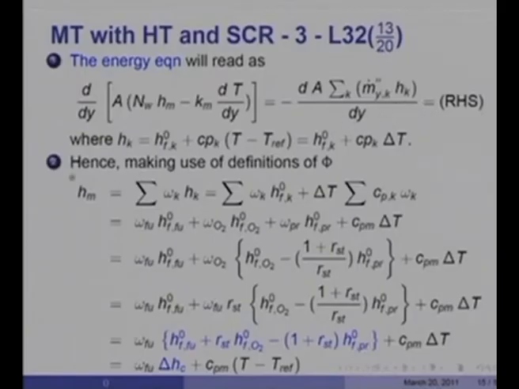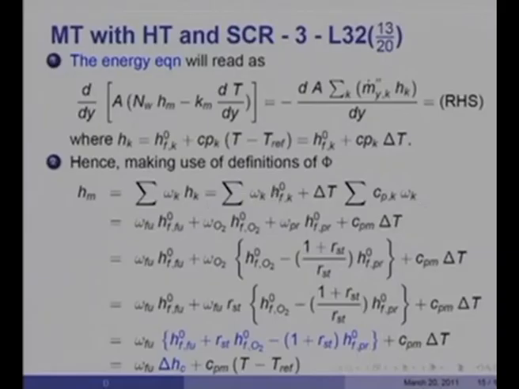This is the right hand side, where H_k is the species enthalpy, and as you will know, whenever you have a reacting fuel, we write it as h naught f k, the enthalpy of formation, plus C_p k into T minus T_ref, or for short I will write h naught f k plus C_p k delta T. So, hence making use of the definitions of phi, let us say h_m would be simply the sum of omega_k h_k, and therefore, it will be omega_k h naught f k plus delta T into sigma C_p k omega_k.